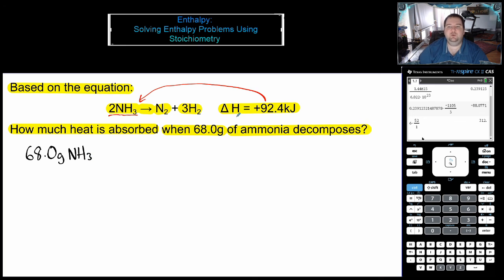Well, when we're dealing with this delta H, what is it? It's actually kilojoules per mole, right? So we need to find moles. That's what we're looking for. So how do we get from grams to moles? Well, we use molar mass. Let's put our states of matter in here too.